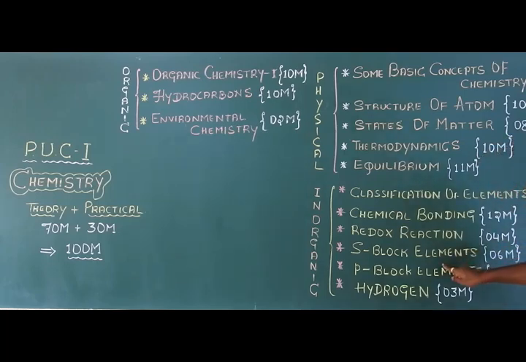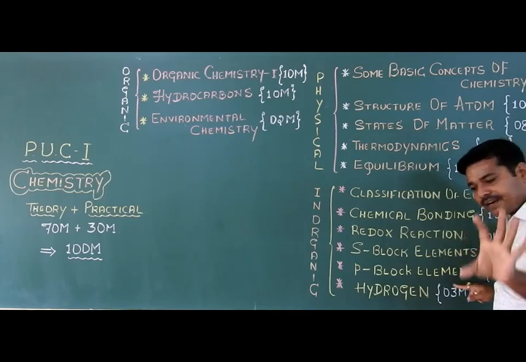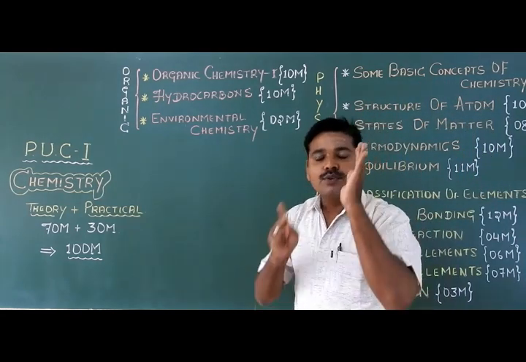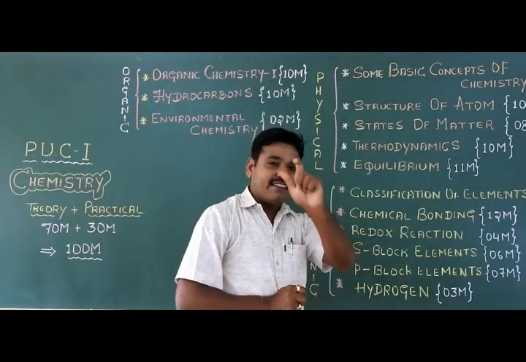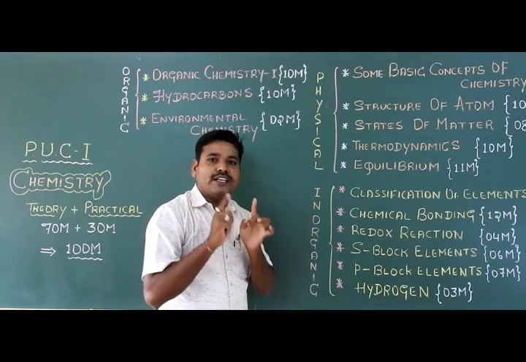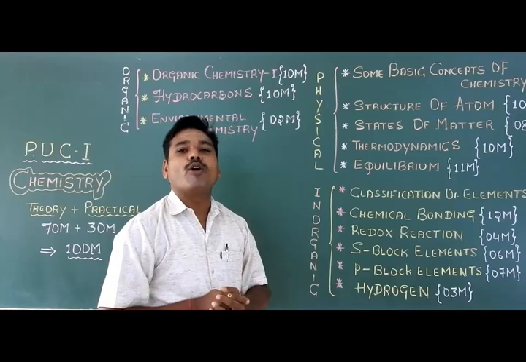And the fifth chapter is p block elements. So already you know that p block elements are situated on the right hand side of the periodic table, and under the p block elements, totally we have 6 vertical columns.